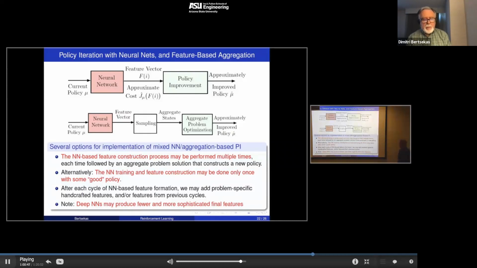And like everything else in approximate dynamic programming, don't expect this to work well in every circumstance, but there will be, I'm confident, circumstances where it will do better than other schemes.